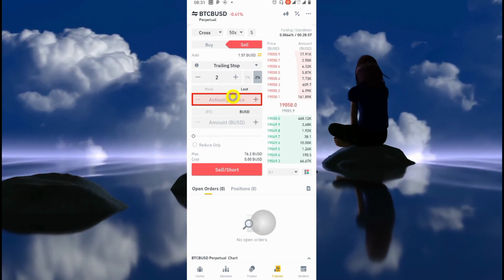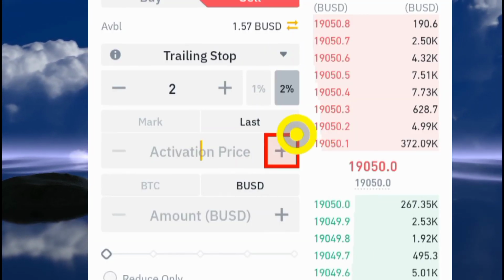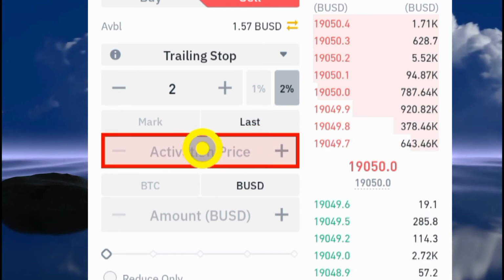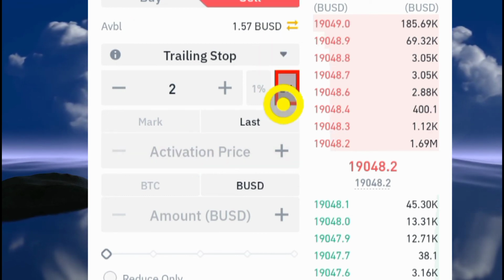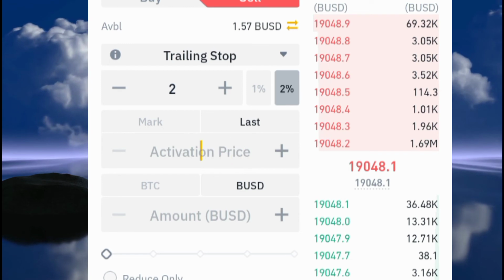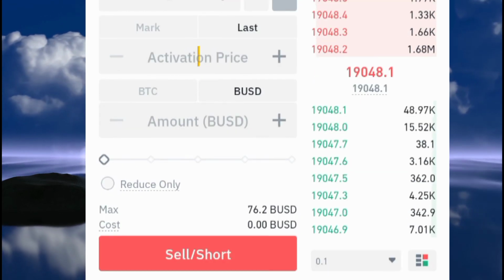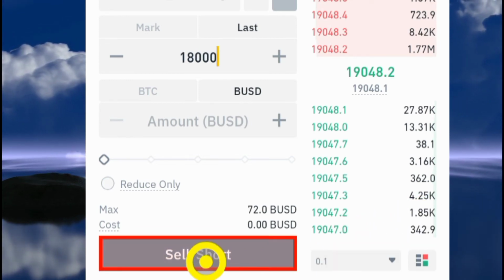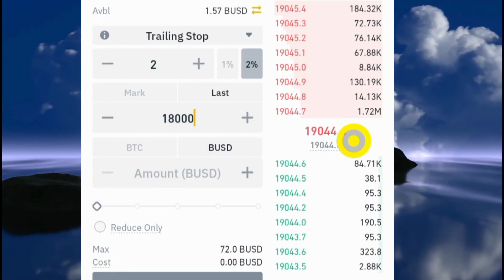Okay, so that's basically how this works. Now, it's also very important that your activation price has to be either the price of the market or any price above the market. So if I decide to put a price below the current market price, the current market price is at 19,000. If I put like 18,000, notice that the sell button is no longer active because I have put a price below the current market price.